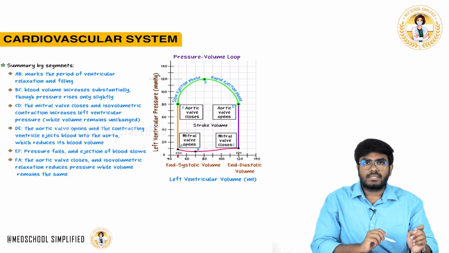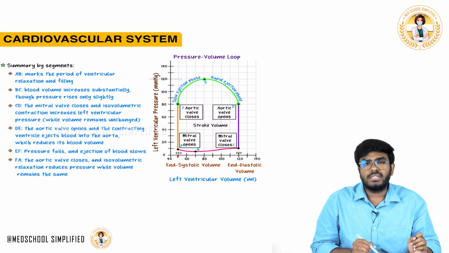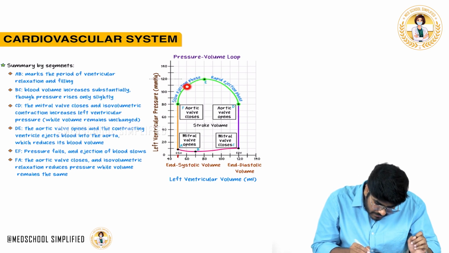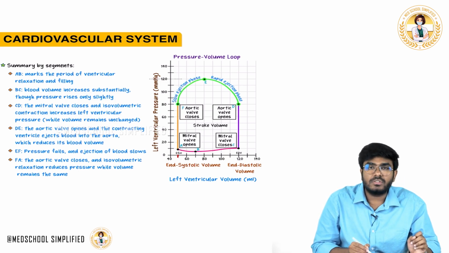Now later what happens, sir? After that, the pressure will fall from 120 to 80 mmHg. So there is a pressure change. See, pressure is falling down from 120, pressure is coming down, and the volume also changes. Volume is also decreasing.